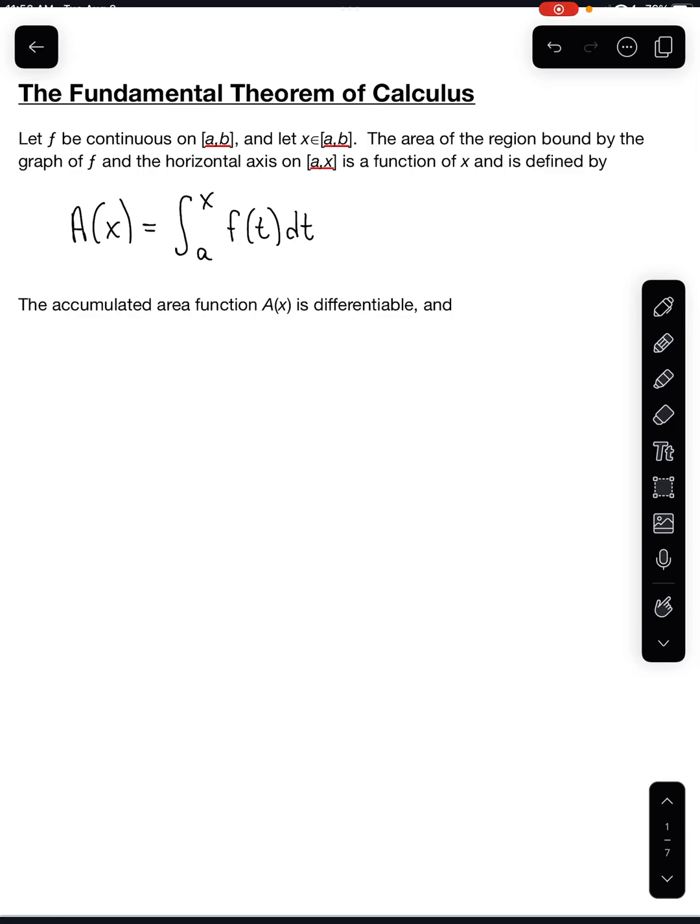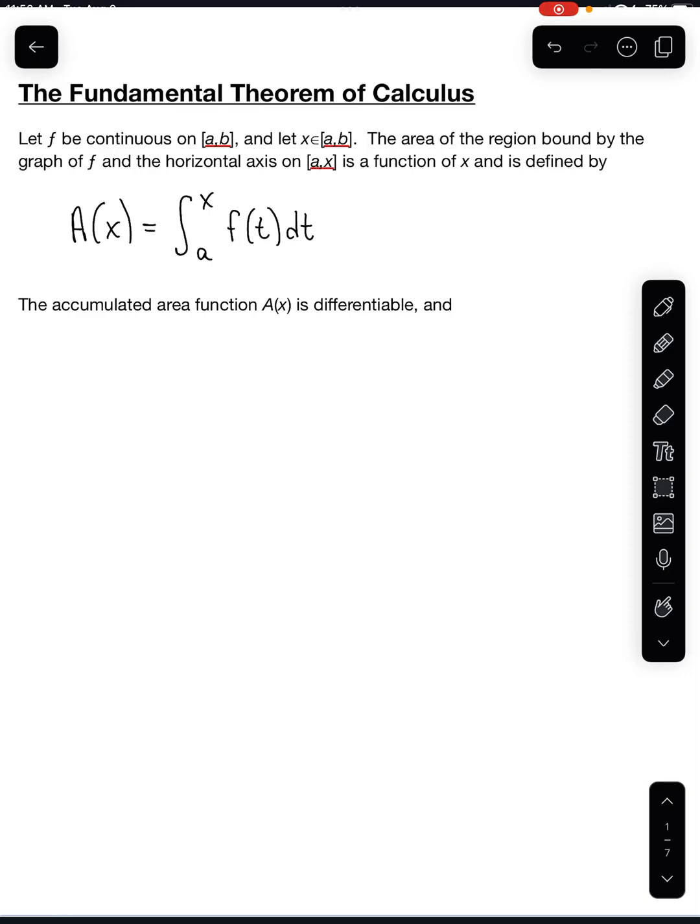Now, we can't use the same variable for multiple things. Since x is defining the upper limit of integration, we can't use it as the input variable for f. So we use this other variable t. That's why I said the horizontal axis and not the x-axis, because the input variable to f is t, so that x can be defined as a specific value on that axis. But this is what's known as the accumulated area function.